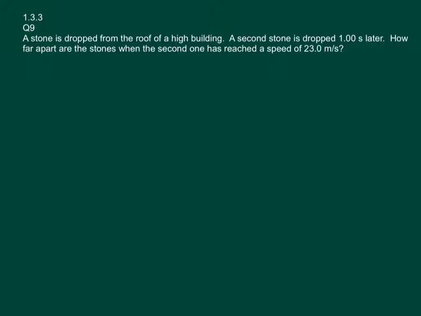Okay, we're looking at exercise set 1.3.3, Physics 11, question 9. A stone is dropped from the roof of a high building. A second stone is dropped a second later. How far apart are these stones when the second one has reached a speed of 23 meters per second? Okay, so everything's falling downwards, so let's pick down as positive.